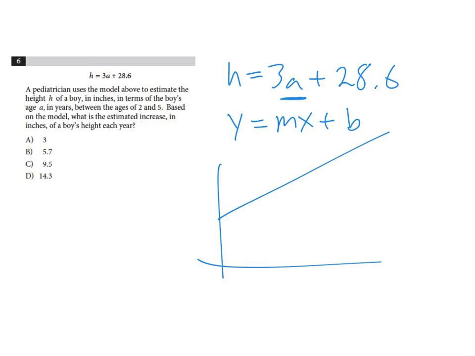The slope is 3. That means the average rate of change, or the rate of change for this linear function, is 3. That means that the inches growth per year is 3.